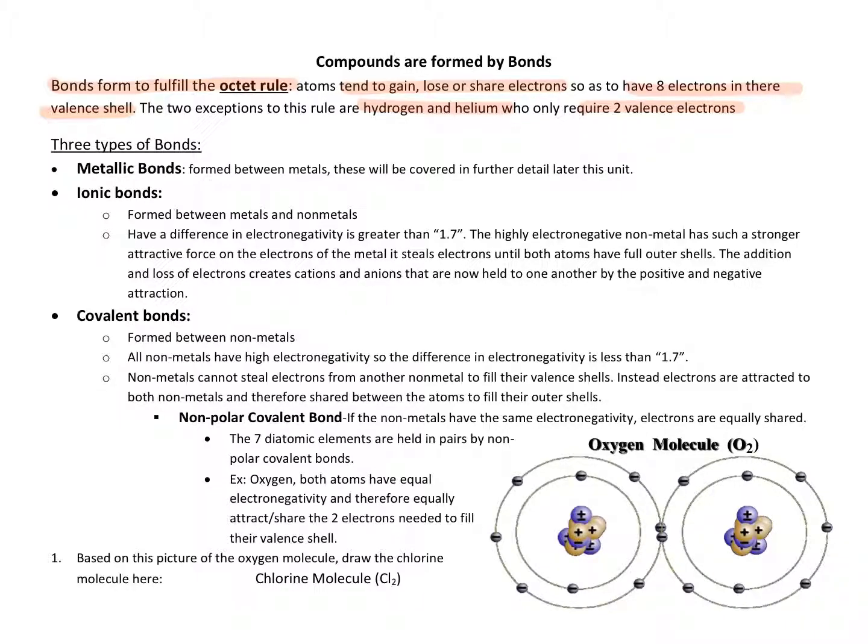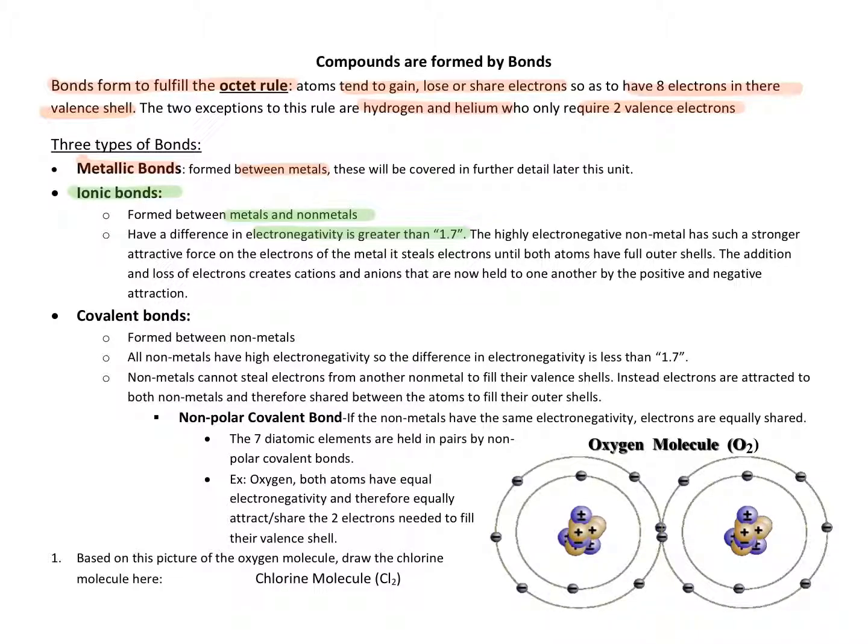So there are 3 types of bonds. The first type is metallic bonding, and we'll come back to metallic bonding later on in this unit. But metallic bonding is just between metals. That's why it's called metallic, metal to metal bonding. Ionic bonding is what we discussed in the last unit. Ionic bonding is between metals and nonmetals. They have a difference of electronegativity greater than 1.7.